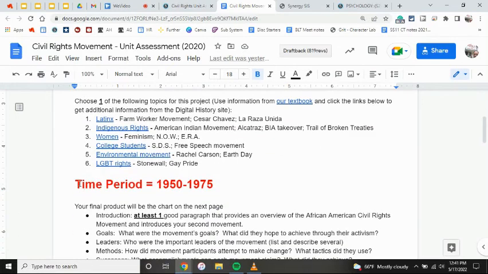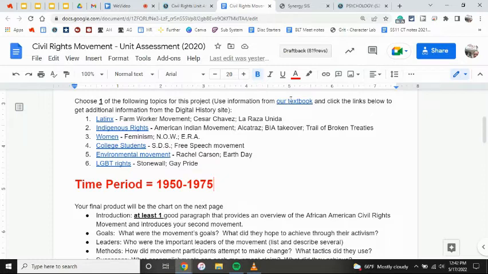How are they different? A key thing here is the time period needs to be 1950 to 1975. I can't tell you how many times I've had students turn in something on the women's movement, and they're talking about voting rights from the 1920s or worse, stuff that was happening in the 1800s. We're focusing in on this period during kind of the civil rights era. So that should be your focus point, okay?